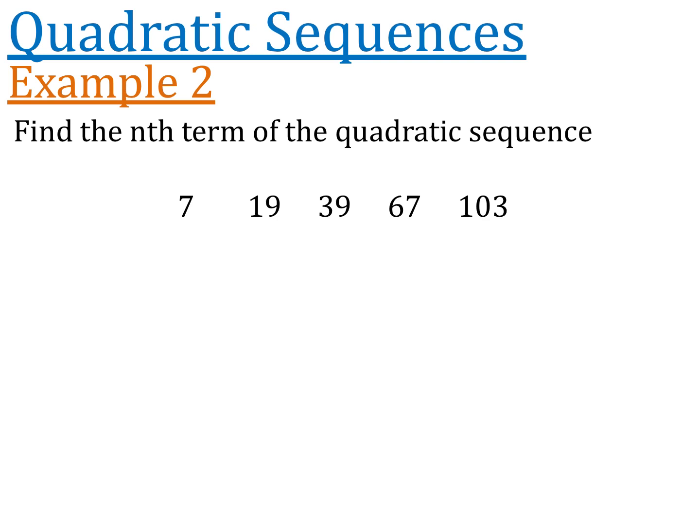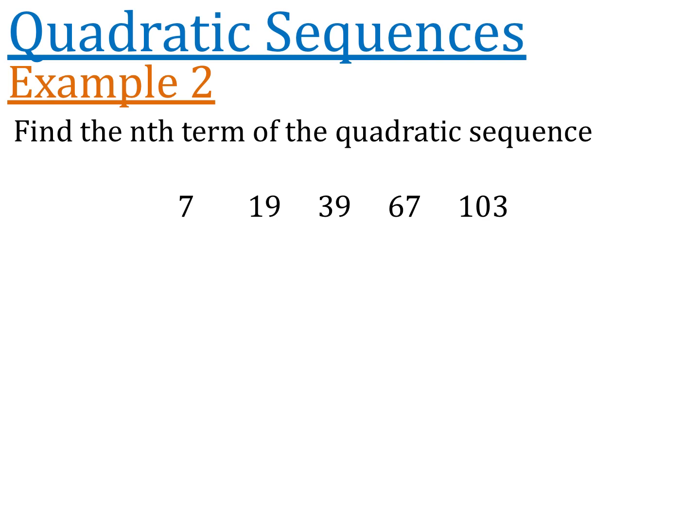Find the nth term of this quadratic sequence: 7, 19, 39, 67, 103. Whether you're writing that on your whiteboard or in your exercise book, I don't mind. I just want you to have another go at it. Go ahead and pause the video. All right, here is our answer.